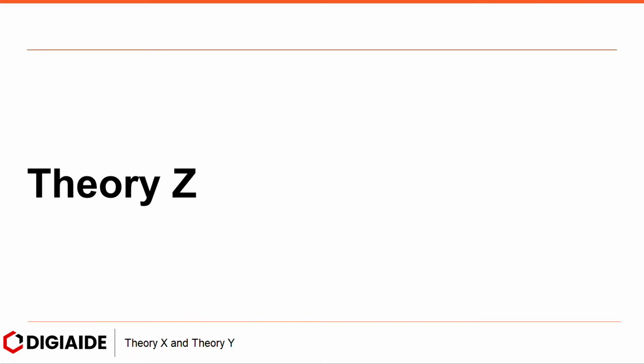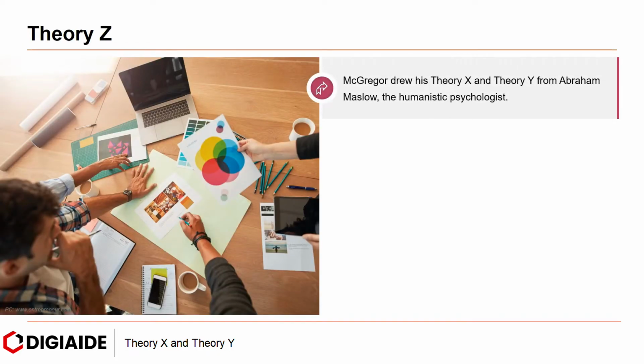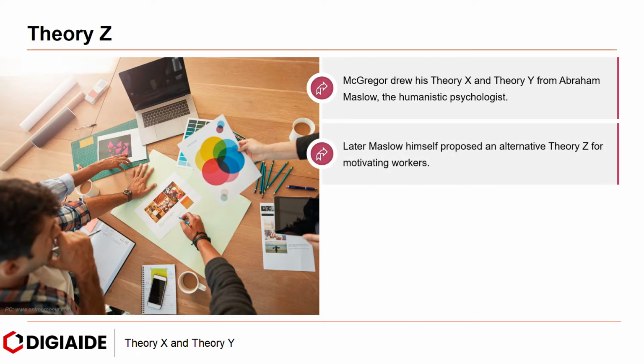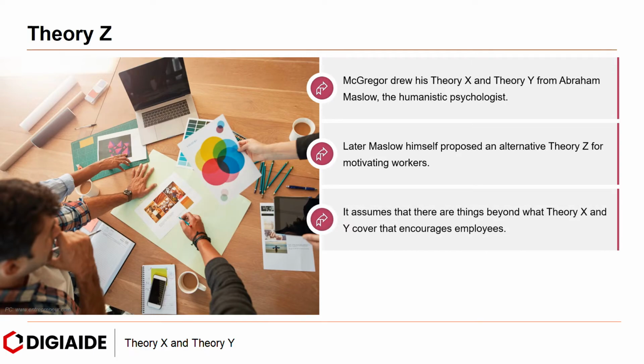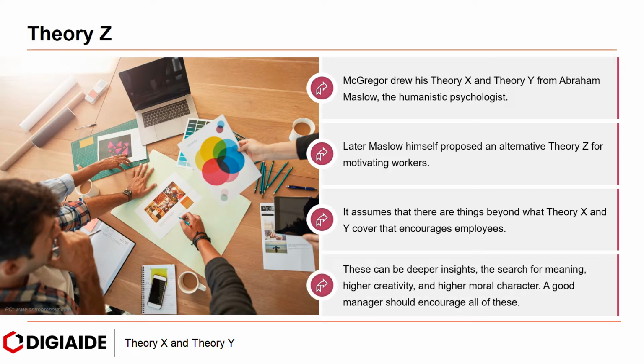Moving on to Theory Z. McGregor drew his Theory X and Y from Abraham Maslow, the humanistic psychologist. Later, Maslow himself proposed an alternative Theory Z for motivating workers. It assumed that there are things beyond what Theory X and Y cover that encourage people. These can be deeper insights, the search for meaning, higher creativity, and higher moral character. A good manager should encourage all of these.